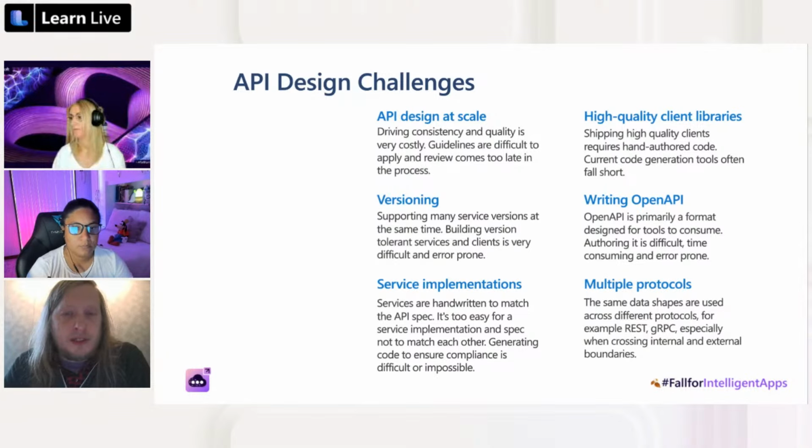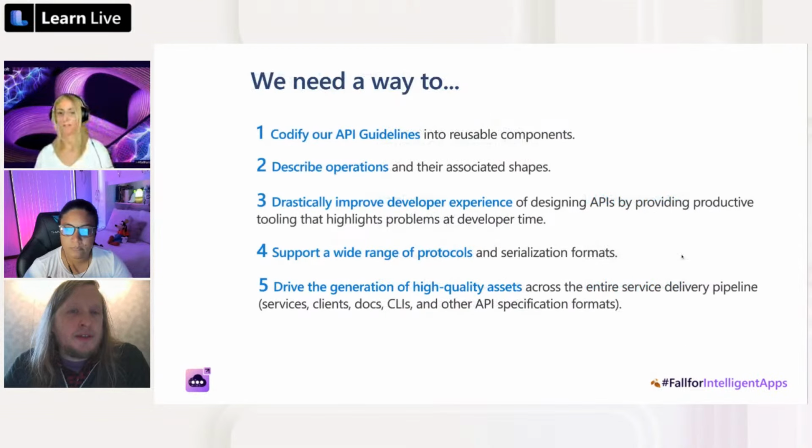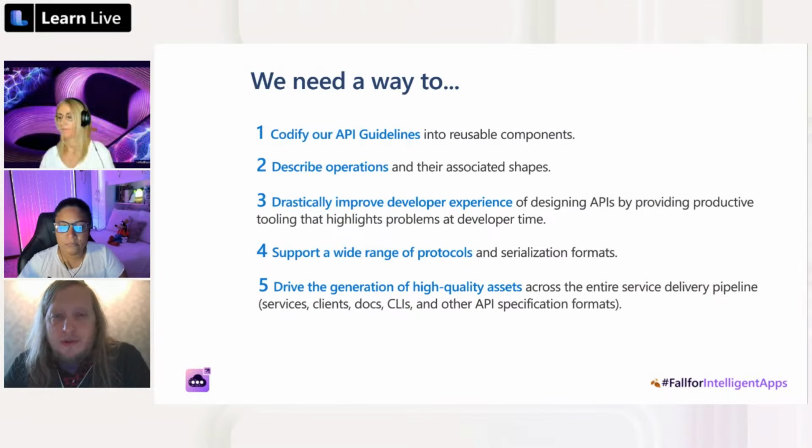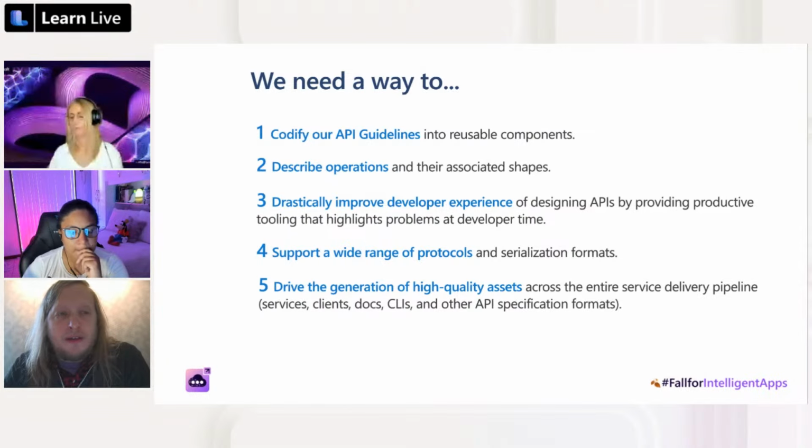So you can go on to the next slide here. So what we need is a way to codify our API guidelines into reusable components. So when you're developing an API, you get consistency and guideline conformance for free. And in fact, it's the easiest thing to do. Just use the existing component that does the thing that you want. Don't write it from scratch. And it's easier and better.